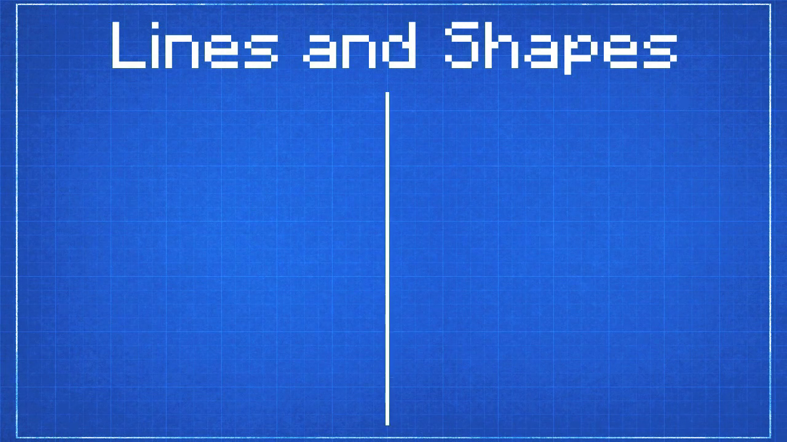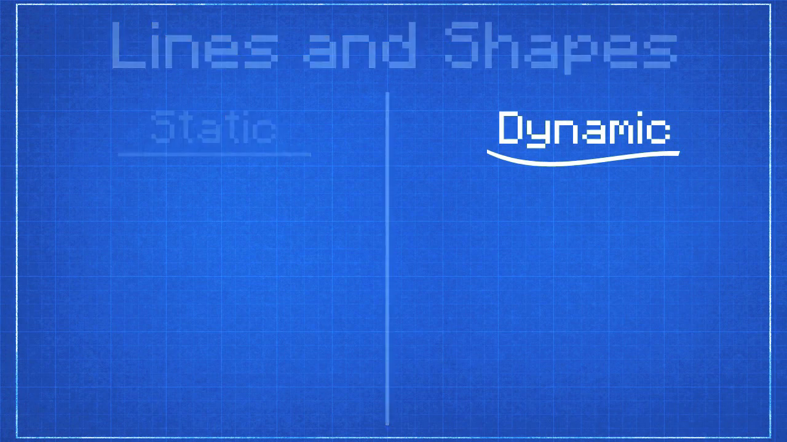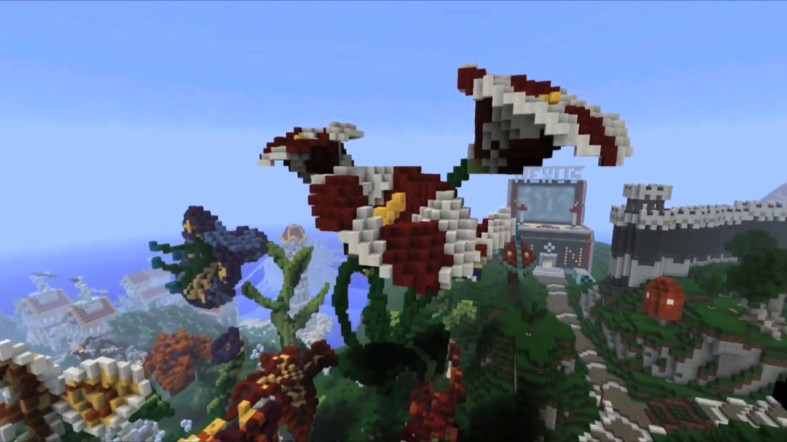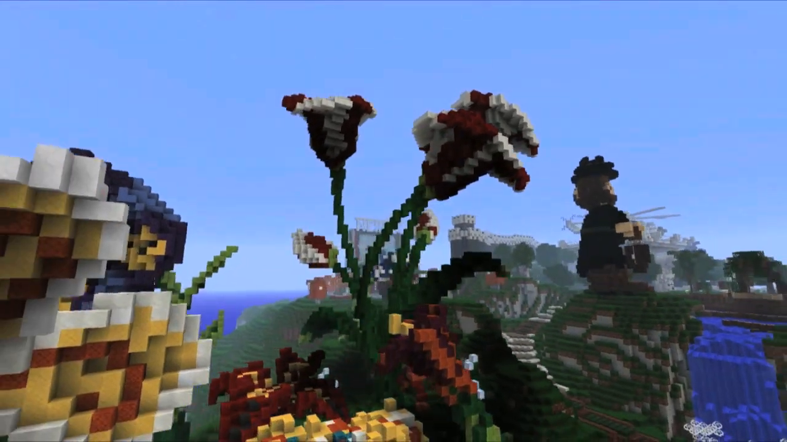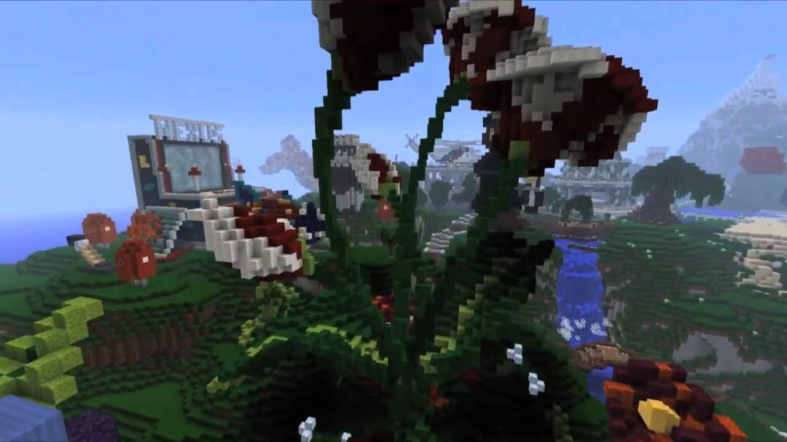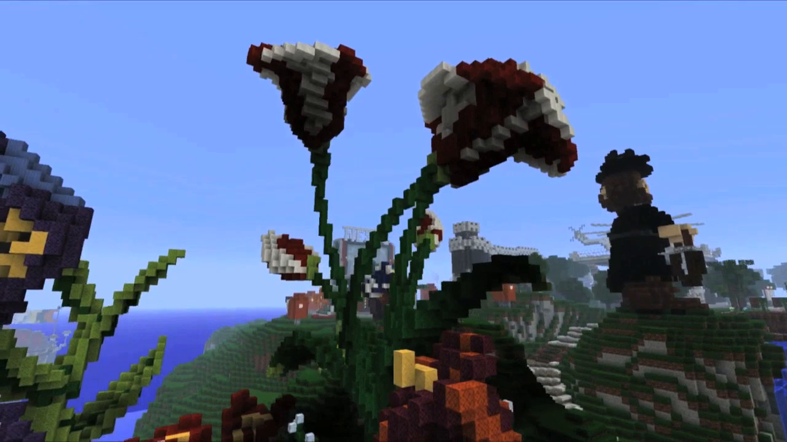There are two major varieties of line, static and dynamic. First, there are dynamic or moving lines. This type of line is used mostly in organic or natural builds. The reason for this is because you almost never see perfectly straight or calculated lines in nature. A great example of dynamic lines that seem to move are illustrated in Soul Soda's flower stems at the spawn of the VoxelBox. The flowers look much more natural and almost have a sort of motion to them because of the dynamic quality of the stems.